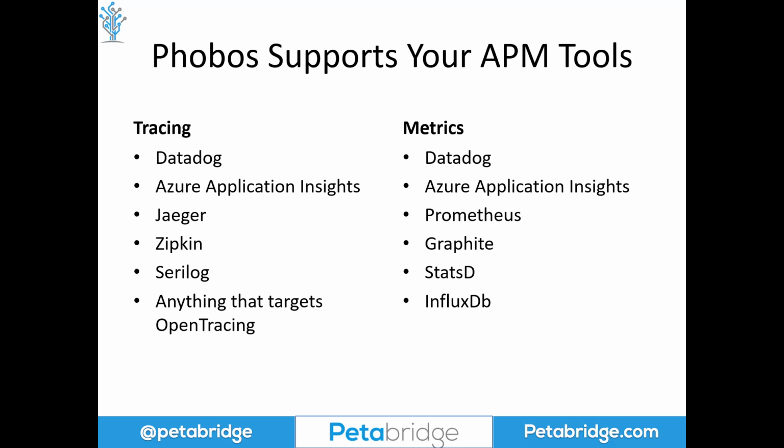So Phobos is pretty extensible. It'll work with a large range of different APM tools. So for instance, we work with commercial cloud-hosted solutions such as Datadog or Azure Application Insights. We also work with off-the-shelf open source solutions such as Jaeger for tracing and Prometheus for metrics. And in fact, in this tutorial, we're going to be showing how to take an existing Akka.NET plus ASP.NET application, and we're going to be showing how to integrate it with Jaeger and Prometheus using Phobos 1.0.